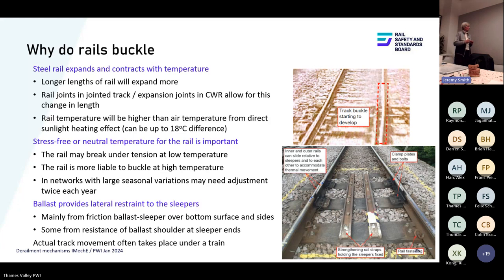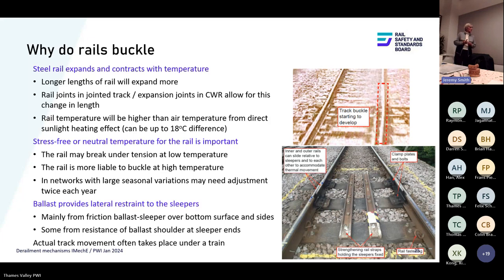So the rail temperature can be, and I don't think 18 degrees is an exaggeration, very significantly higher than the air temperature. So measuring air temperature doesn't tell you what the rail temperature is.